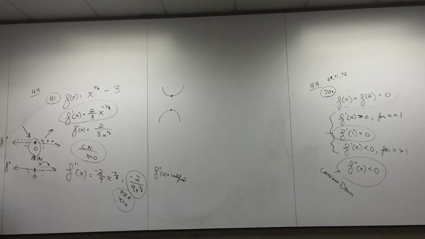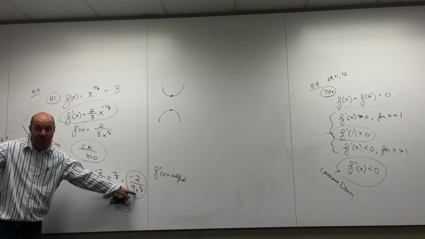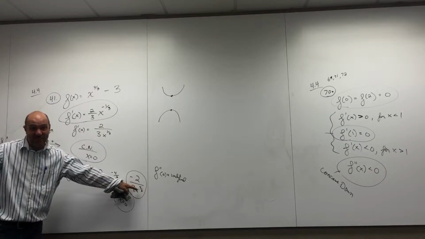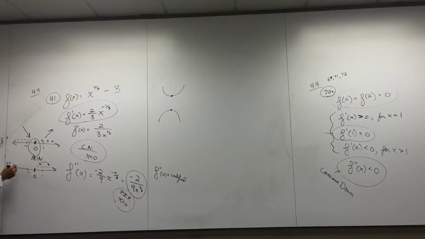Check this out. Try a negative 1. The cube root of negative 1 is negative 1, but when you raise it to the 4th, it's positive 1. So it's positive, and that numerator is negative. It's negative again, so it's still concave down. So is this an inflection point? No, it's not. It's a possible inflection point, but when I tested it, it's not really an inflection point. No inflection points.